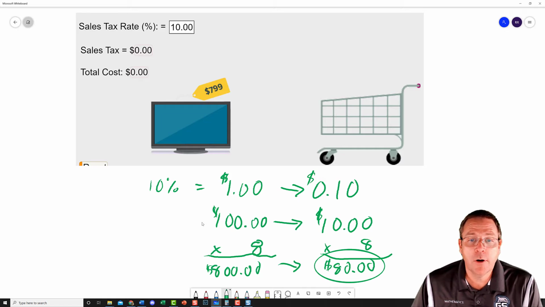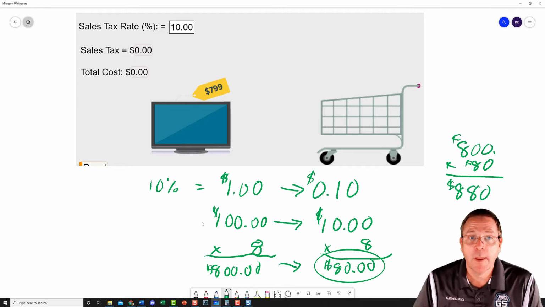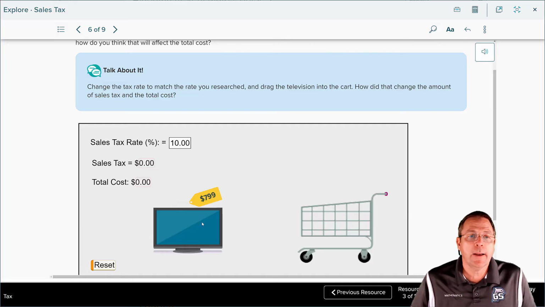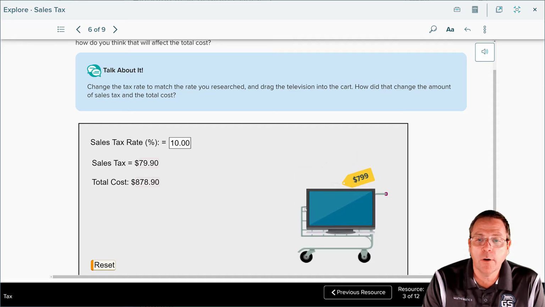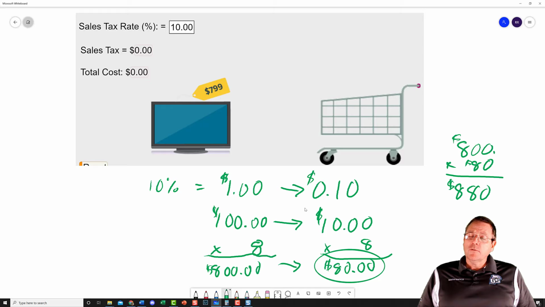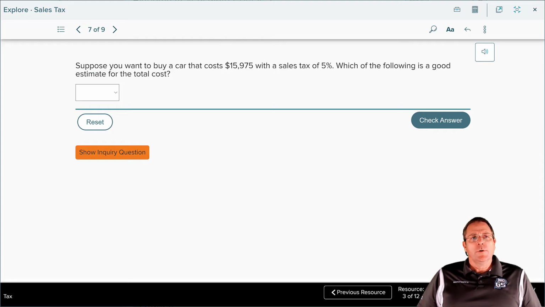Now we take that $80 in taxes, add it to the $800 that we had before, so $800 plus $80, and when you add those two up, what do you get? $880 is going to be a good estimate for what it's going to cost us. That's an estimate. What's it actually going to end up being? Well, let's go back and put our TV in the shopping cart, and now $878.90, that's pretty close to the $880 I came up with, don't you think? I think so.